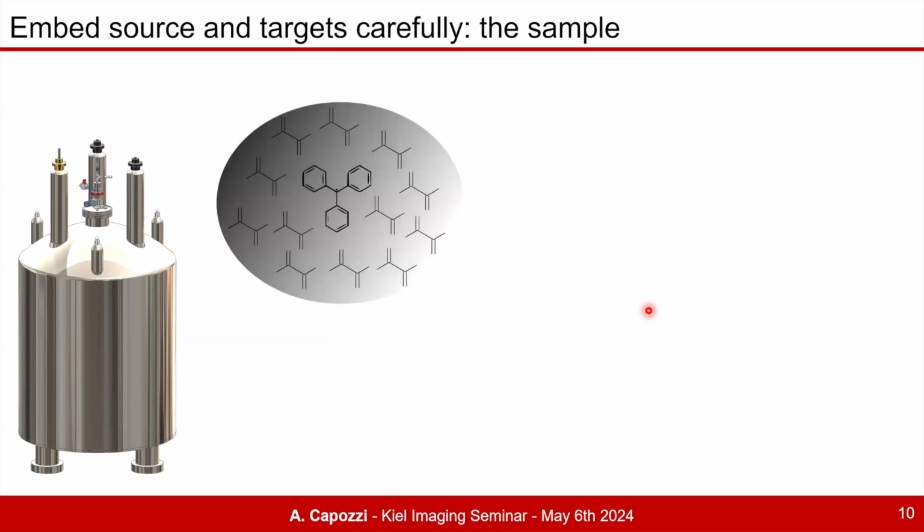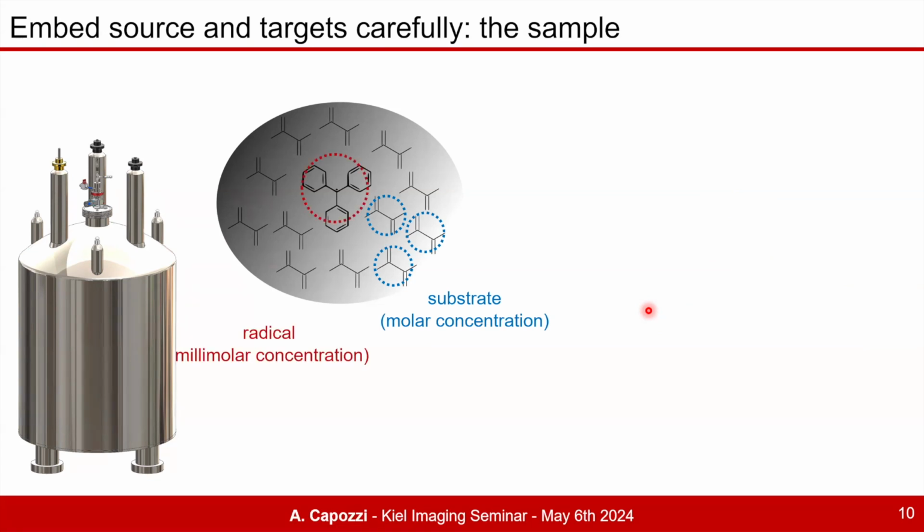Then we have to prepare a sample in a very precise way. So we take a substrate we are interested in, so basically the metabolite we want to follow in real time. We mix it with some radicals. So the substrate is normally at molar concentration and radicals at millimolar concentration, a ratio of 1 to 1,000. And we embed everything in a glassing solvent. If you're interested to know why we need a glassing solvent, you can ask me questions later, because it gets a little bit more technical.